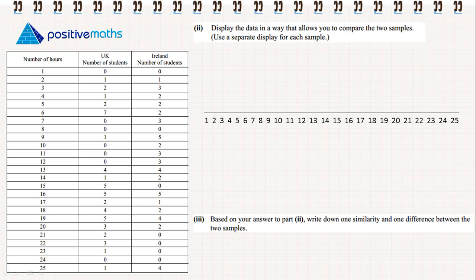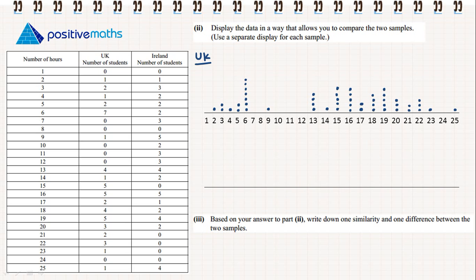So if we start off first, the first line plot that I'm going to do is going to represent the students in the UK. So I make sure I label my graph so I know which set of data it represents, and then I fill in my dots. So for 1 hour, 0 students, so I don't include any dot. For 2 hours, there was 1 student. For 3 hours, there was 2 students. And I continue to fill in the dots, each one representing 1 student.